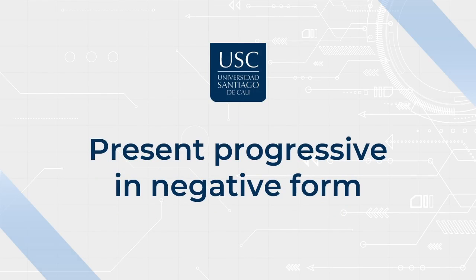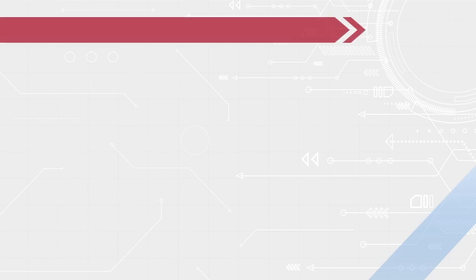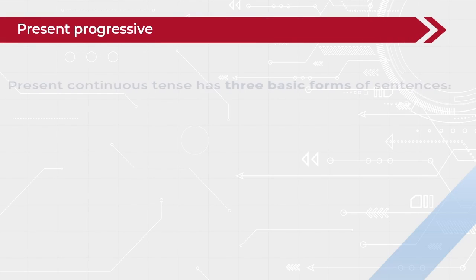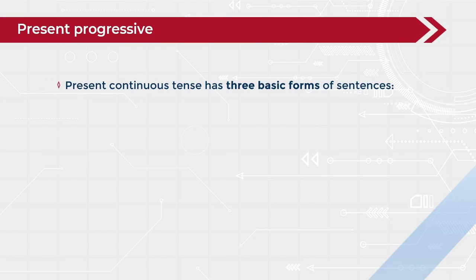Present progressive, negative form. The present continuous tense has three basic forms of sentences: affirmative, negative, and interrogative. The affirmative sentences have already been explained. Now, let's go with the negative sentences.